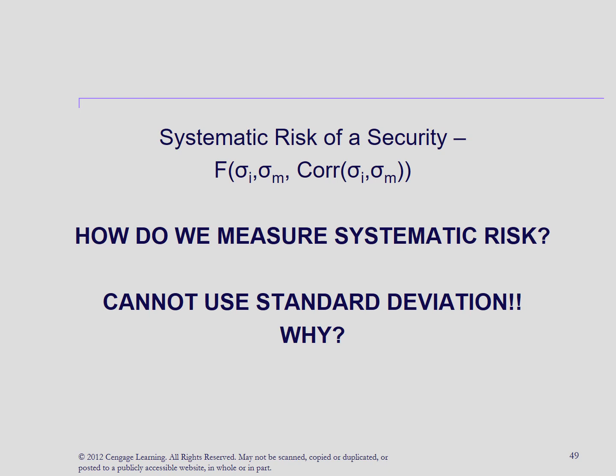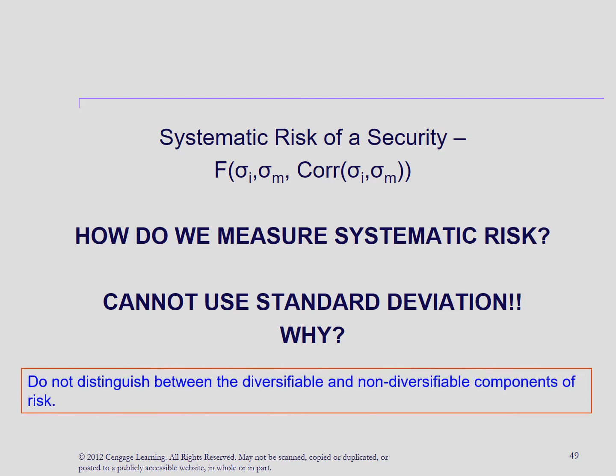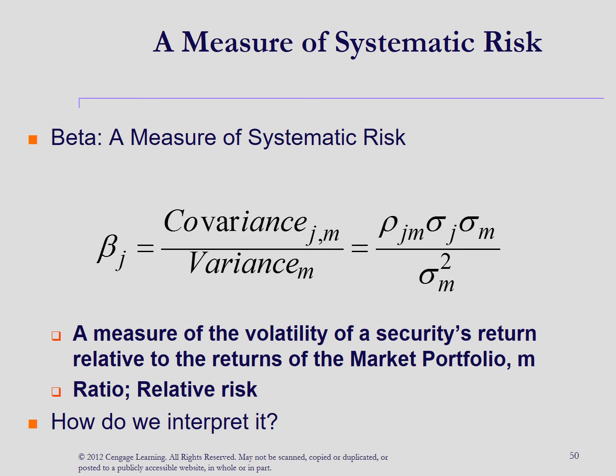Now, we cannot use standard deviation to measure systematic risk. Why? Because it does not distinguish between the diversifiable and non-diversifiable components of risk. Beta is a measure of systematic risk. It is a measure of the volatility of a security's return relative to the returns of the market portfolio. Beta for security J is defined as the covariance between returns of security J and the market portfolio divided by the variance of the market portfolio.